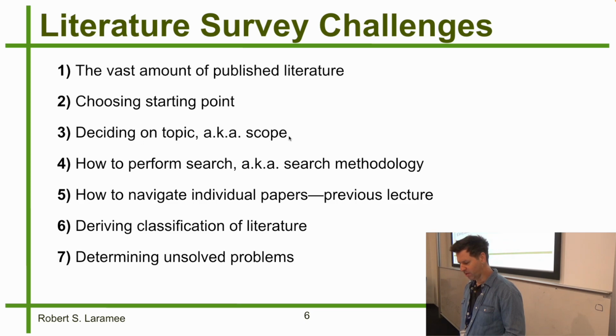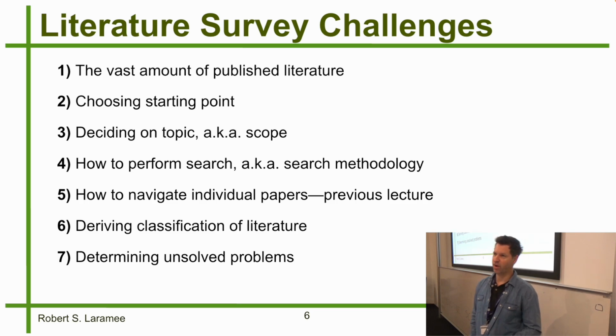Deciding on a topic, so these are very closely related. We also call this scope, and we're going to explain that in more detail. How to perform a search, the search methodology. We already went over this. We already had a workshop on searching for literature, so you're all experts in this already. How to navigate the individual papers. You're all experts at this now because of coursework 1, because we're using coursework 1 as part of our literature review.